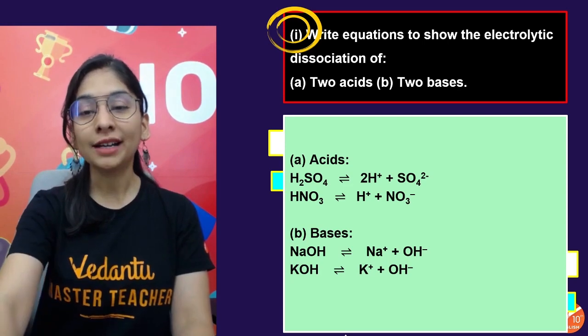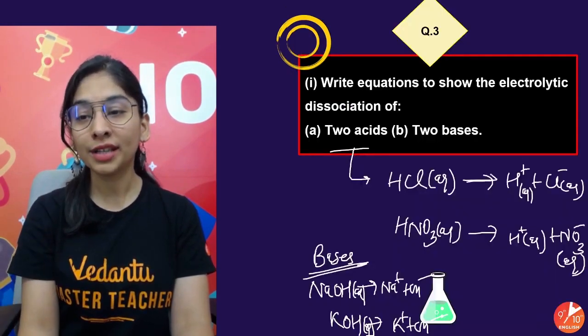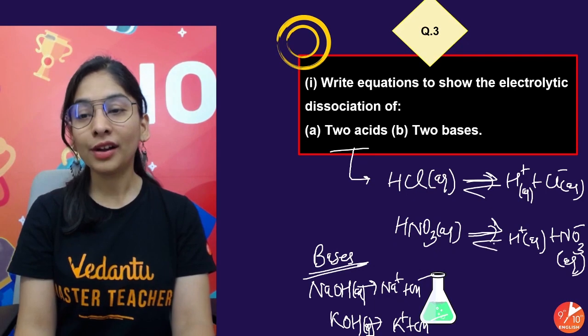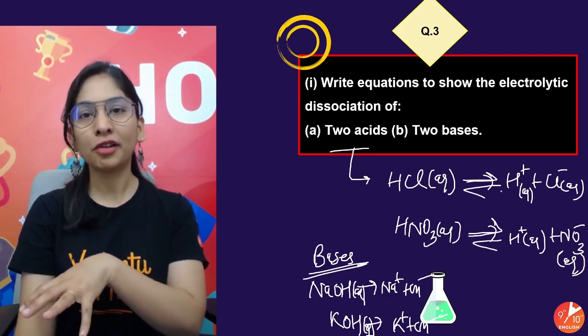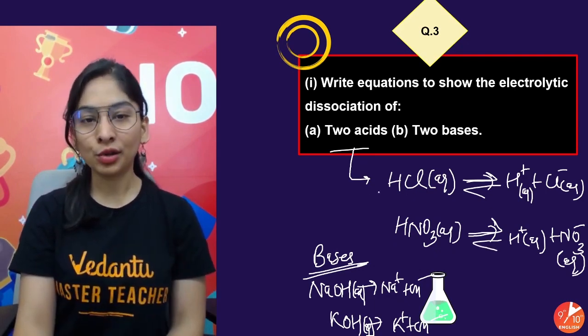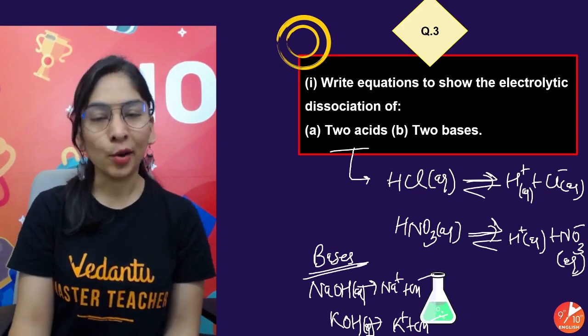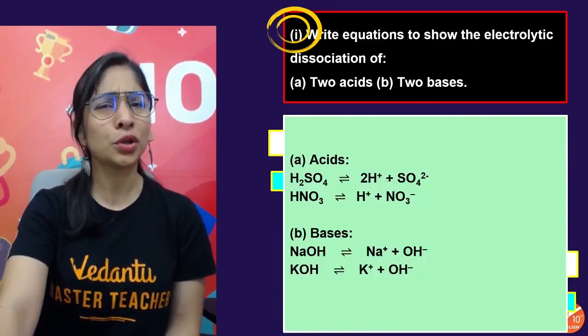There's one more point that I really want to tell you. You can also show this double-headed arrow, because that's just telling that these are the ions that are going to form, and they can also combine to give you your respective compound at the same time. So both will work here.